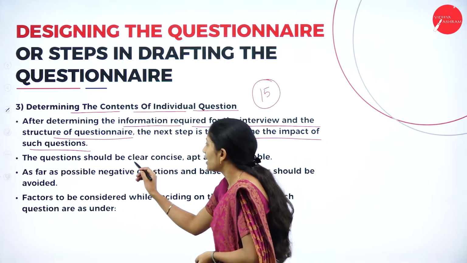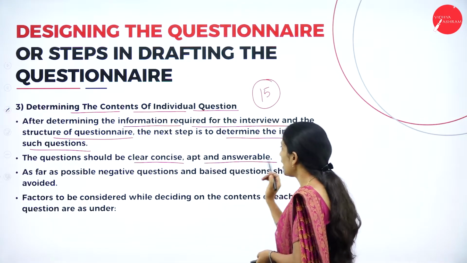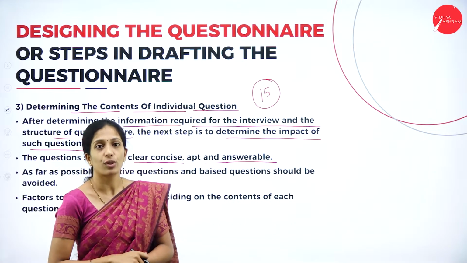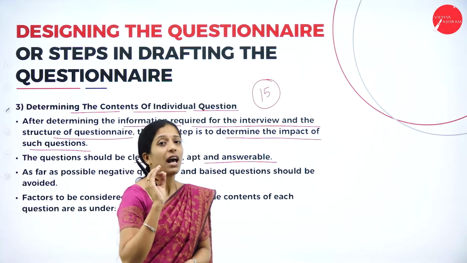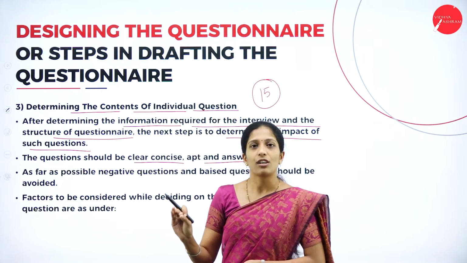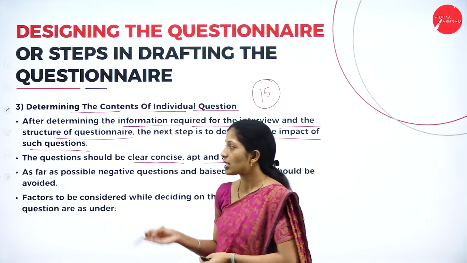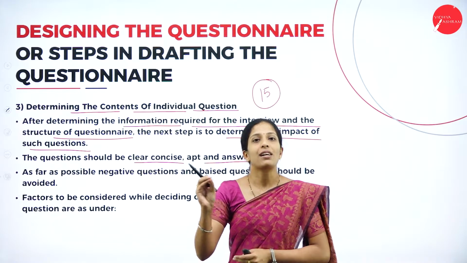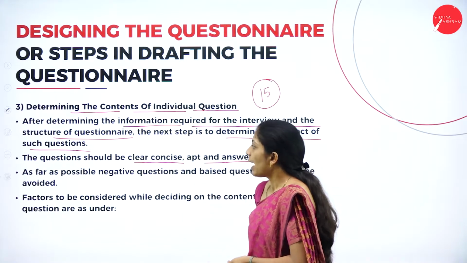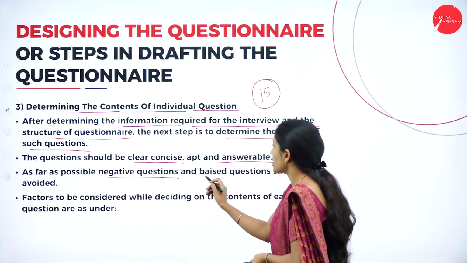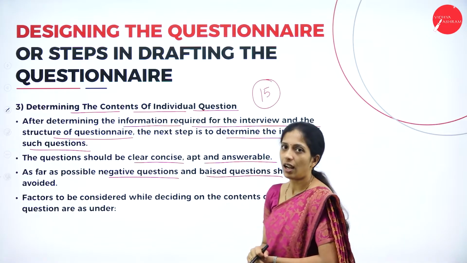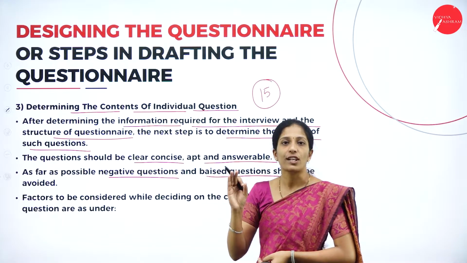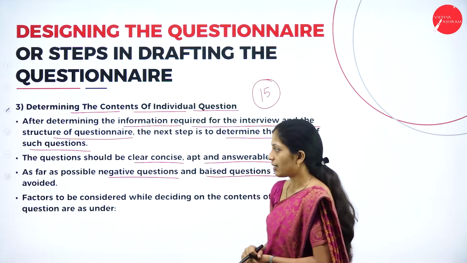The question should be clear, concise, apt and answerable. Now, what type of contents has he to use? We have seen the qualities of a good questionnaire. The questionnaire has to be as simple as possible. He should not use any difficult or confusing words. Whatever contents the researcher includes in each and every question, it should be understandable to the respondent. As far as possible, negative questions as well as biased questions should be avoided, that is, questions which create some conflicts. That type of questions has to be avoided by the researcher.